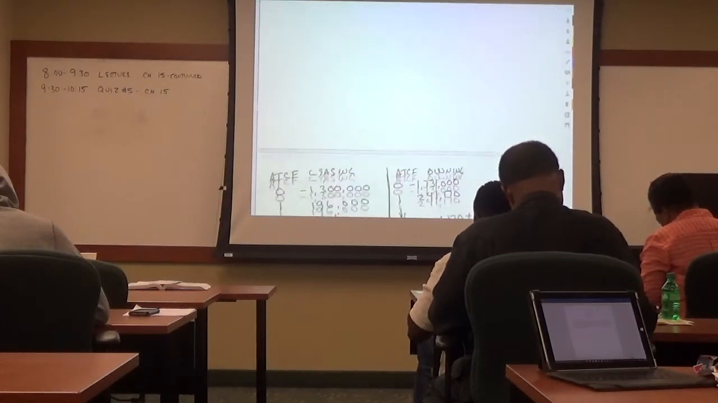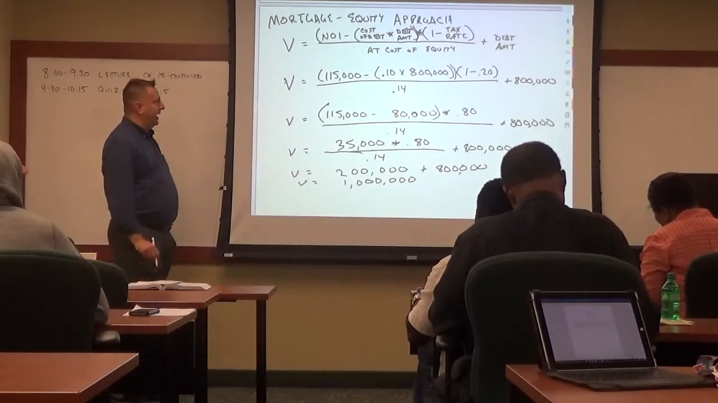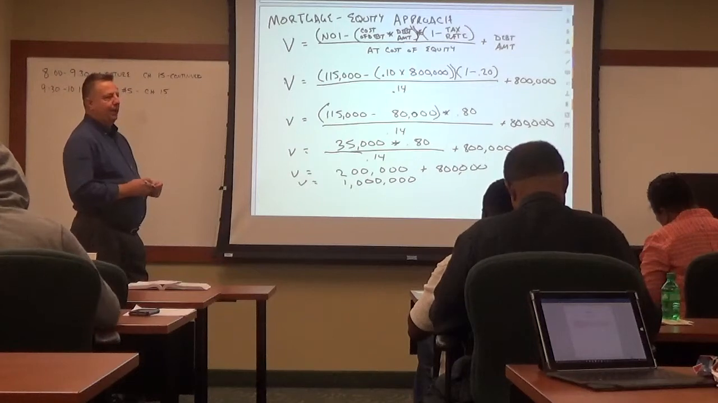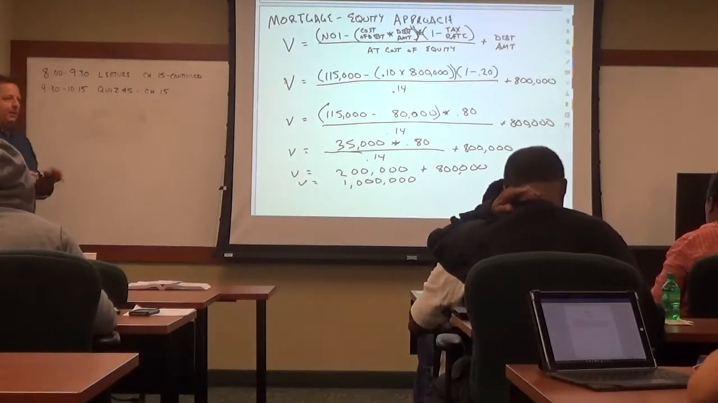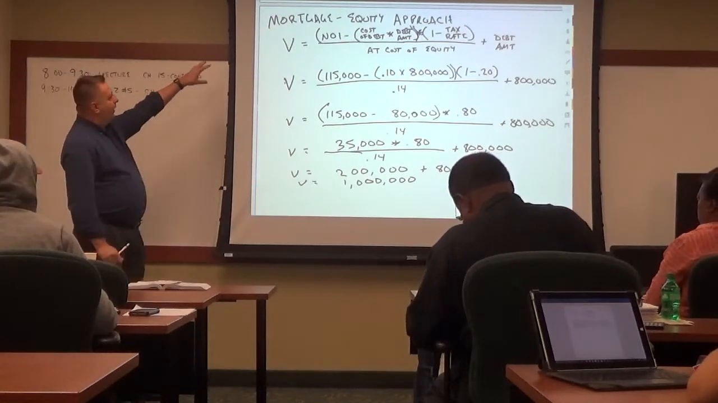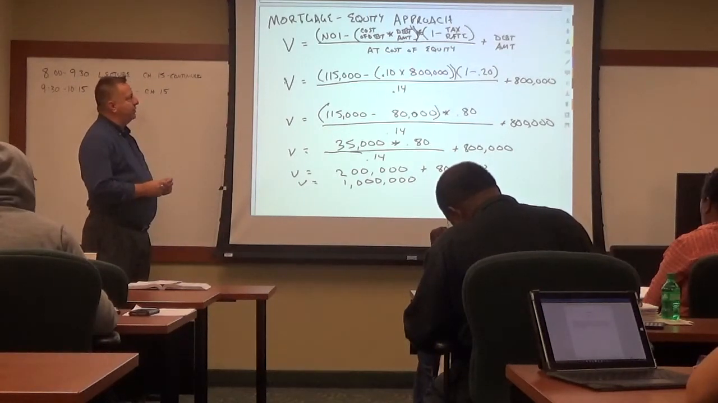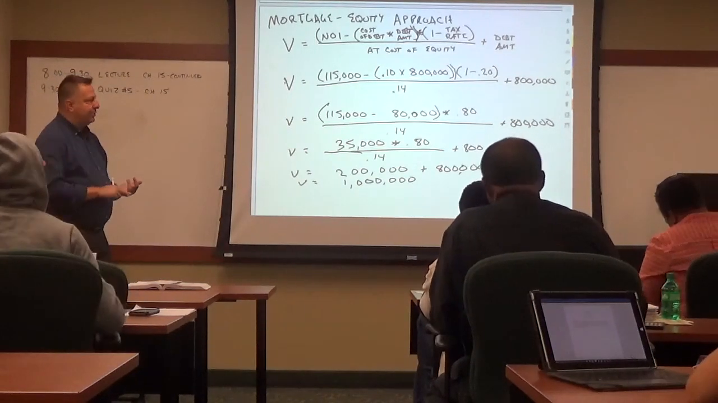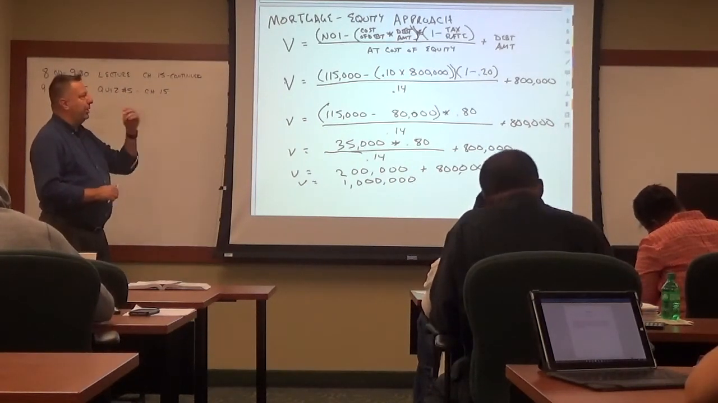Okay. Now, the last little piece that we did not go over last time was an approach to valuation called the mortgage equity approach. All of this is in your book, by the way, okay? So don't get stressed out if you can't get every little thing down. Obviously, all of this is in your book. One of the things you want to be able to do is value the property based on the income the property is generating, based on the debt that is on the property, based on the equity that you're putting into the property, based on the tax rate.